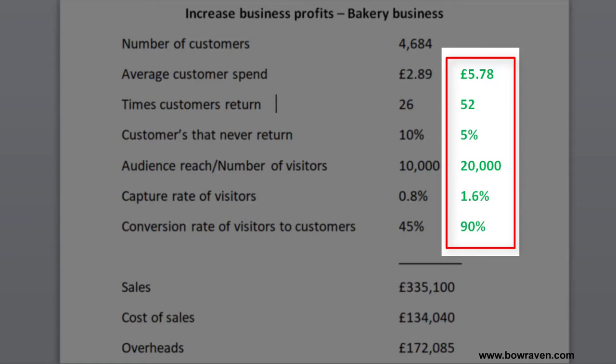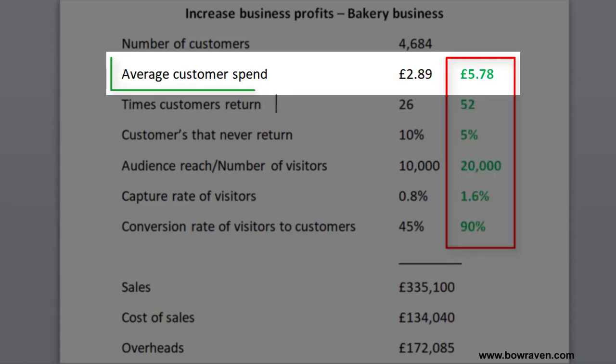These numbers represent a doubling of each of those numbers in the left hand column. So for example, what we've assumed is that the average customer spend jumps from £2.89 to £5.78. And there are ways and means of doing that. There are ways of engaging with customers, implementing systems to actually improve your average customer spend. We've all been to McDonald's, or most of us have, where when you actually go to order, they ask you, would you like fries with that, or would you like to go large? That's a process that they use to increase the average spend, or the average transaction value.